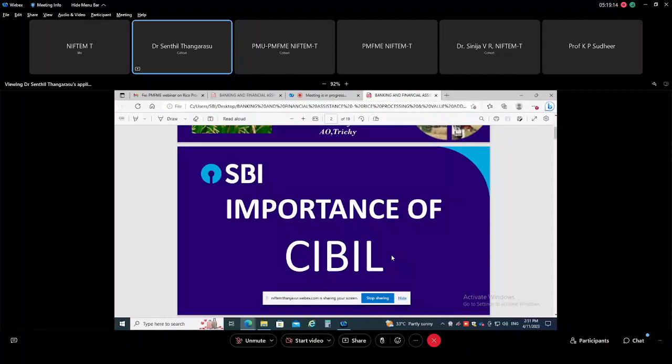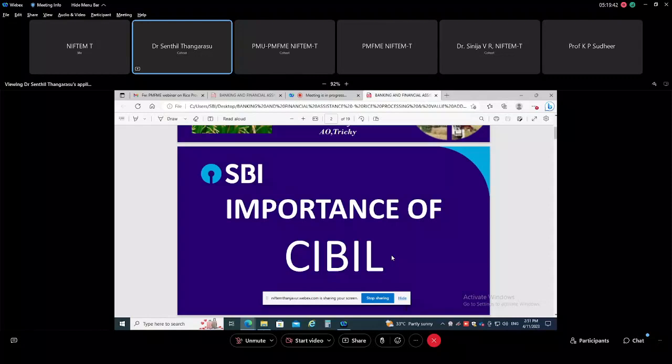Suppose you are submitting the proposal under agri segments, you need not worry about your score, but you should not be a defaulter. Your write-off comes under the write-off. That is the most important thing. Suppose you are submitting your proposal under SME, your CIBIL score is more important. And moreover, you should not be a defaulter in any bank.